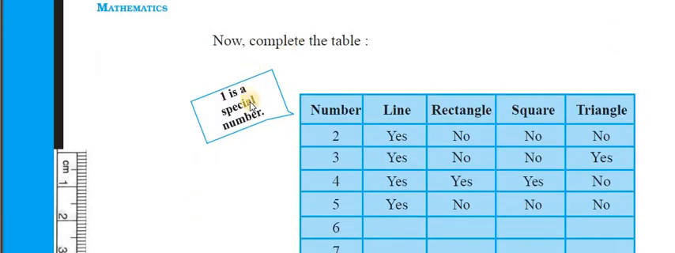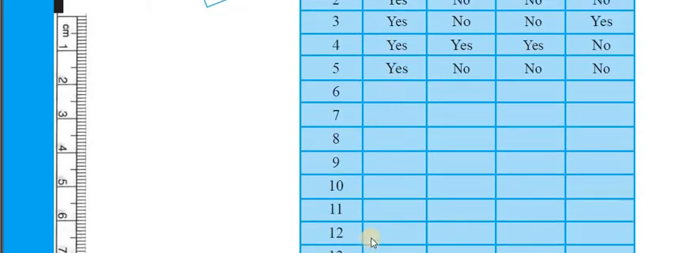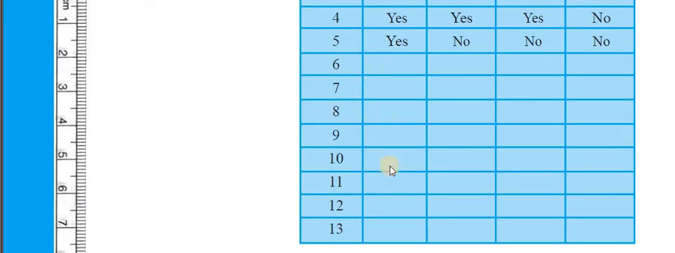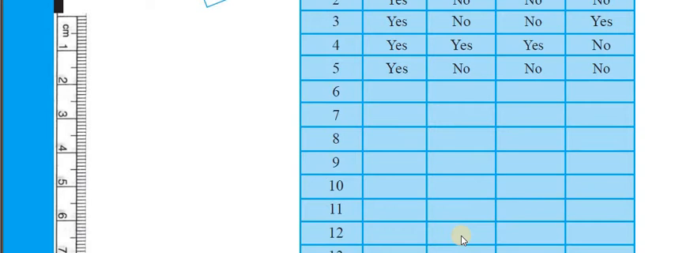Now complete the table. 1 is a special number, of course, we all know that. For the lines, you write yes. Coming to the rectangles, with 5 dots you will not get a rectangle, whereas with 6 dots you will get a rectangle. And 7 dots, a rectangle will not come. Simple, just even numbers. For 2 dots it will not come, 4 is an even number, it will come. 6, 8, 10, 12 are even numbers. So for those we will get rectangles.